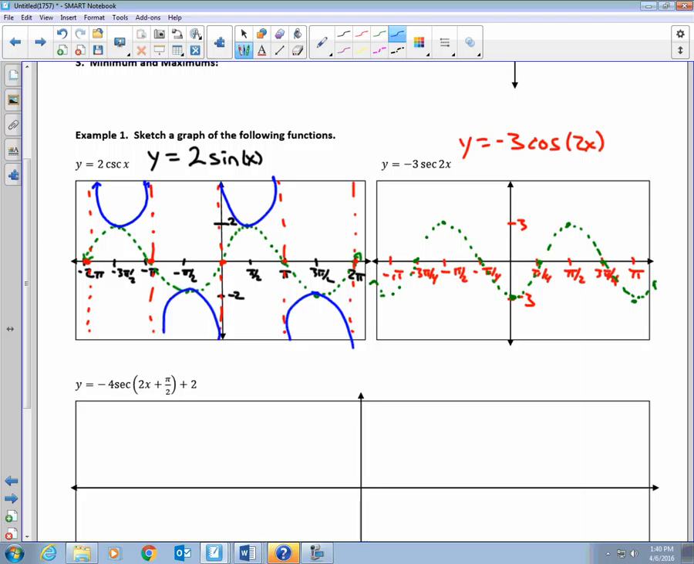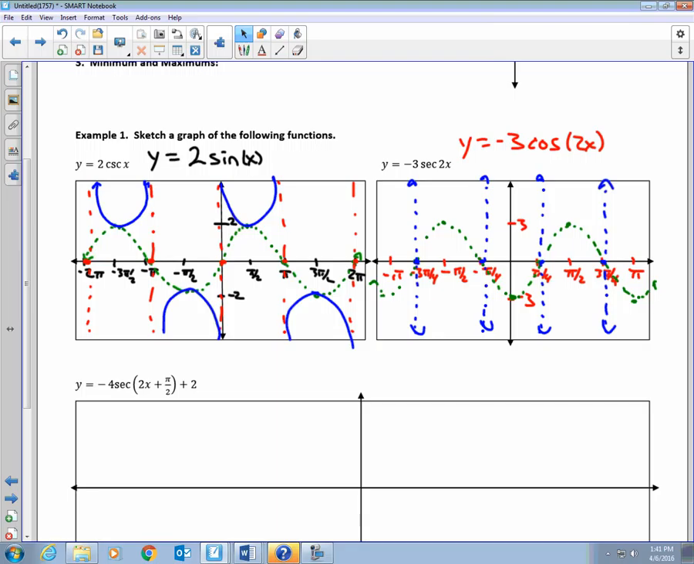My next step: zeros and asymptotes. And the last step, U-shapes.